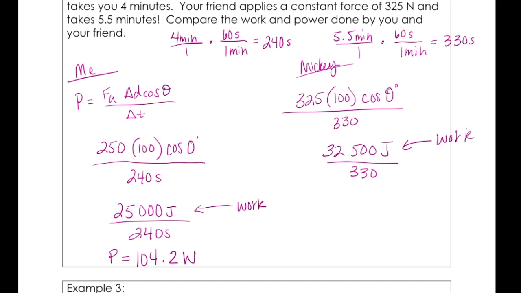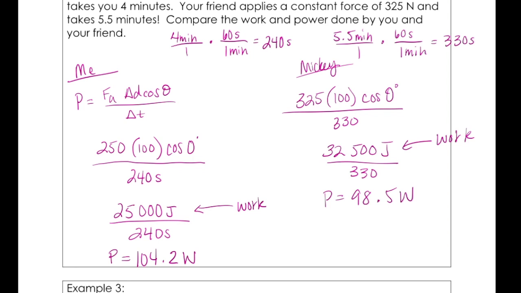And then when we divide, we'll get that the power was 98.5 watts. Okay, so that's our power. When we compare, I did less work but had more power because I applied less force, but it took me less time. Mickey did more work but had less power because it took them longer to complete the task. So Mickey might have had more frictional force working against them.